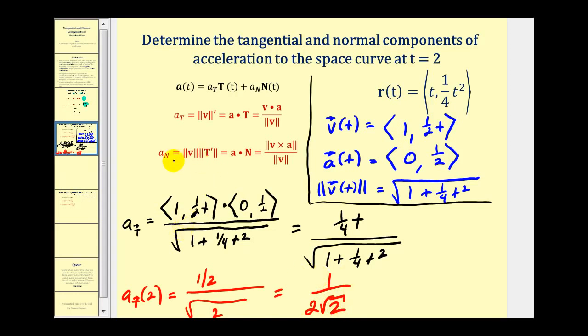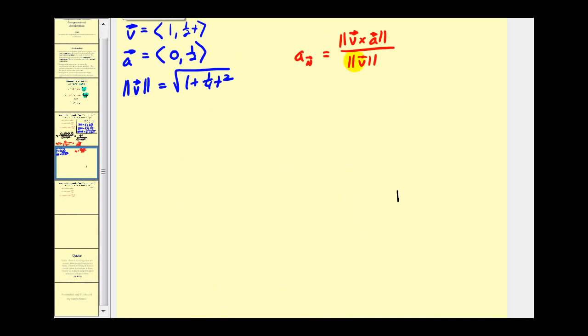Now let's go ahead and determine the normal component of acceleration. So on the next slide, we'll go ahead and determine v cross with a, and then determine that magnitude, and then divide by the magnitude of v. Let's go ahead and determine v cross with a.